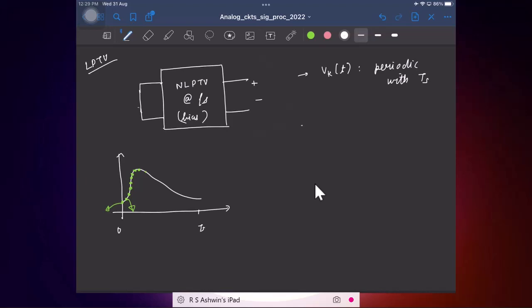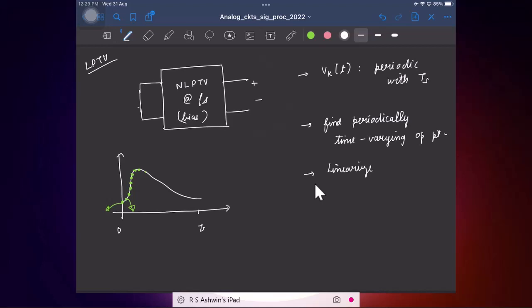So the first step here is to find the periodically time varying operating point, and once you have this information, at each of these operating points you can find the linear approximation for this nonlinear circuit, and then you linearize, and once you reduce it to a linear circuit, you can do all small signal analysis, right?